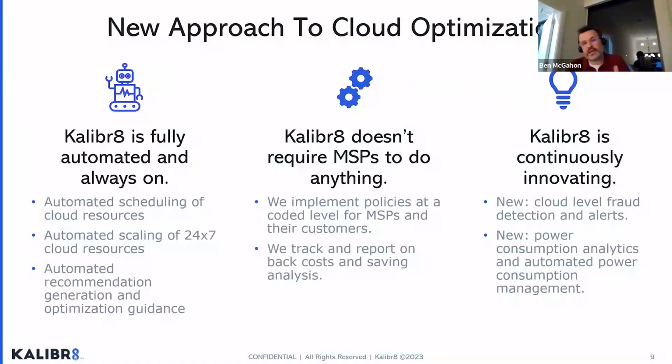So we're a new approach to cloud optimization. Kalibr8: fully automated and always on. We've automated scheduling of cloud resources and scaling. We've automated recommendation generation and optimization guidance, and in the next release we're going to have right-sizing guidance as well, which will be moving instances from one type to another to understand what savings your customers can make. Kalibr8 doesn't require MSPs to do anything. So like I said, you automate, you scale, you optimize, you go.